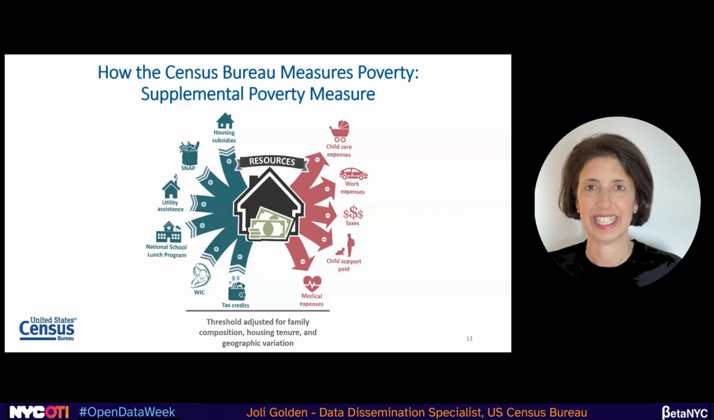With the supplemental poverty measure, you can see on the left, that's all of the cash that we're including, income, plus all of those other things: SNAP, utility, WIC, tax credits, school lunch, housing subsidies. And we're subtracting elements like childcare expenses for while people are at work, taxes, child support paid, and medical expenses.